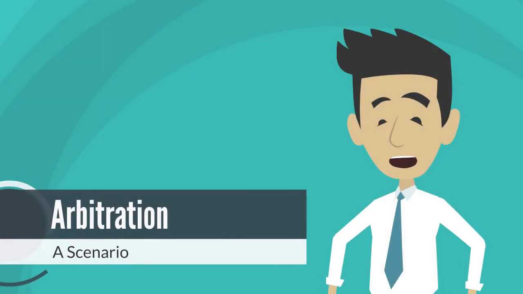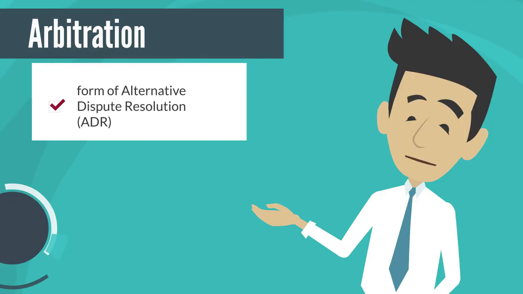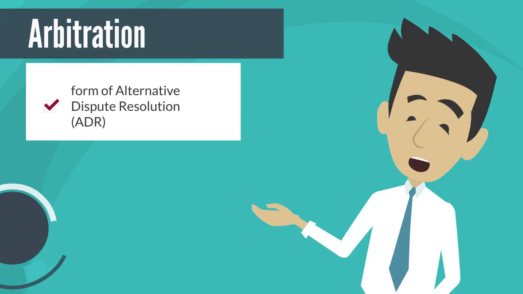Hello. In this video, we will be defining arbitration and walking through a court-annexed arbitration scenario. Let's start with some basic definitions. First, it's important to understand that arbitration is a type of alternative dispute resolution, better known as ADR. When effective, ADR can settle legal disputes faster and at a lower cost than a traditional trial.